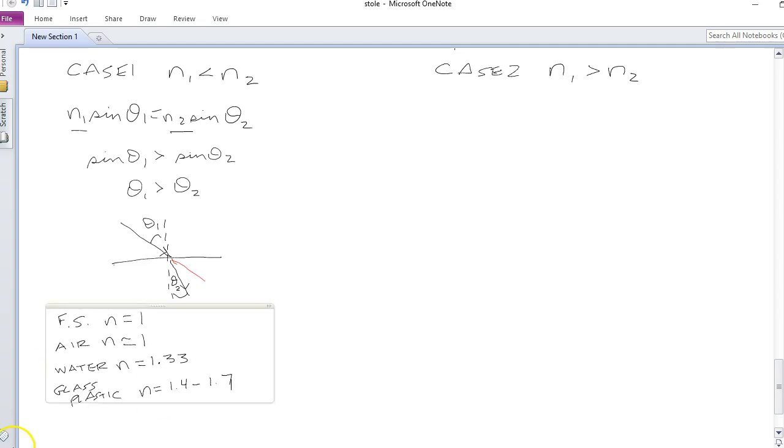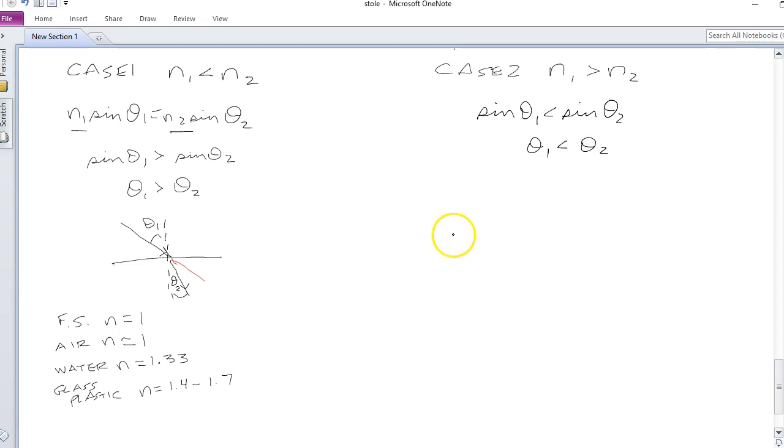Okay, so in case 1, for instance, this might be air going into water, or air going into a piece of glass, or light in water entering a piece of glass. Okay, case 2, this is high index into low index. Now, if you go back to Snell's Law, if N1's greater than N2, then of course sine theta 1 has got to be less than sine theta 2, which means theta 1 has got to be less than theta 2.